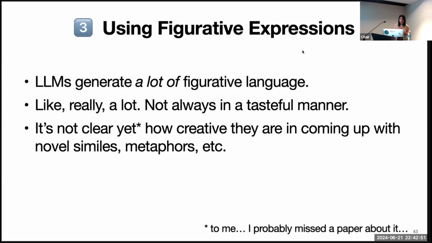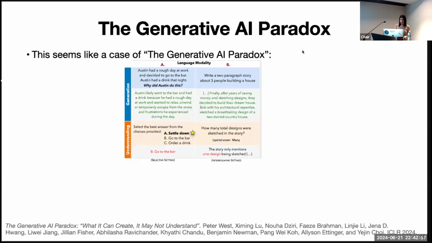So what's my overall take from all these findings together? Because I had a lot of contradicting findings. I want to claim that this seems like a case of the generative AI paradox. This is a recent paper from AI2 where the first author was Peter West. And I think it was an ICLR paper, yeah.